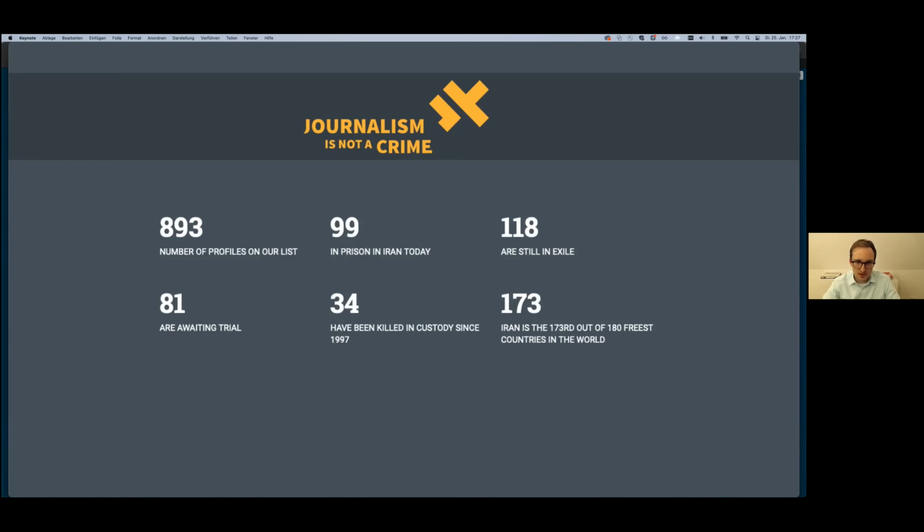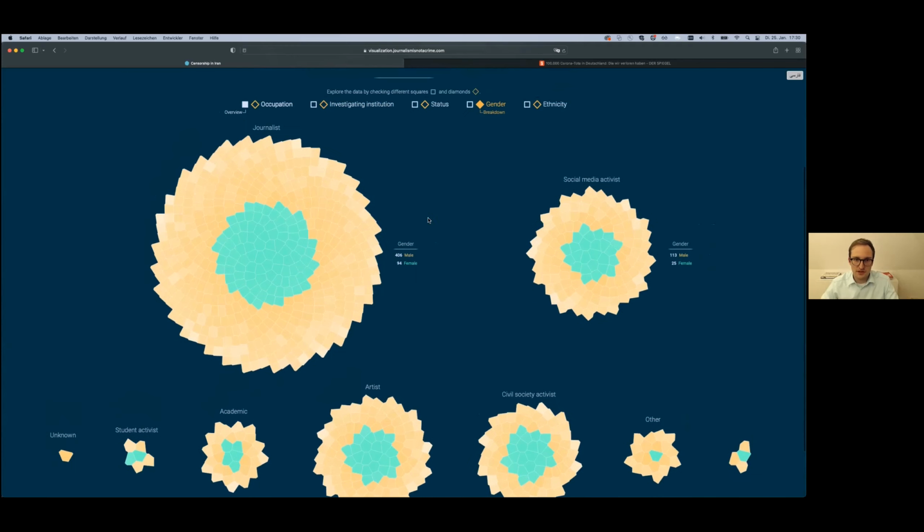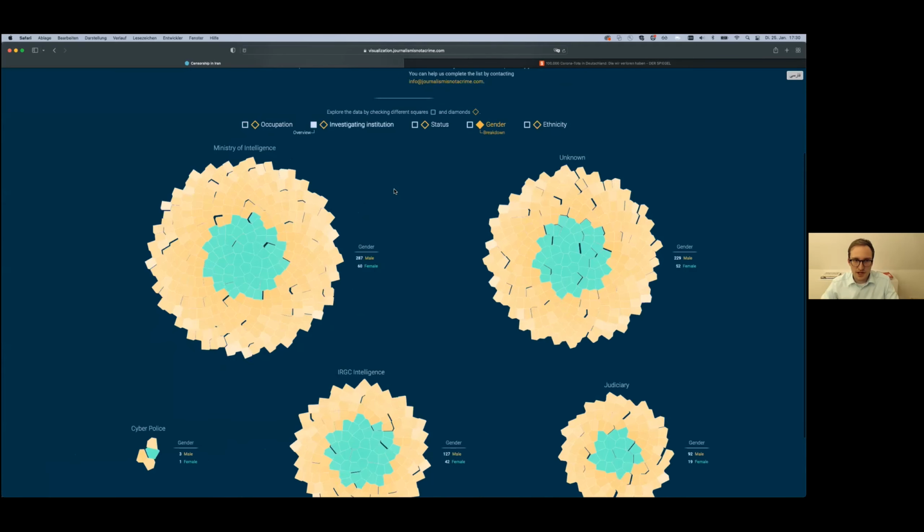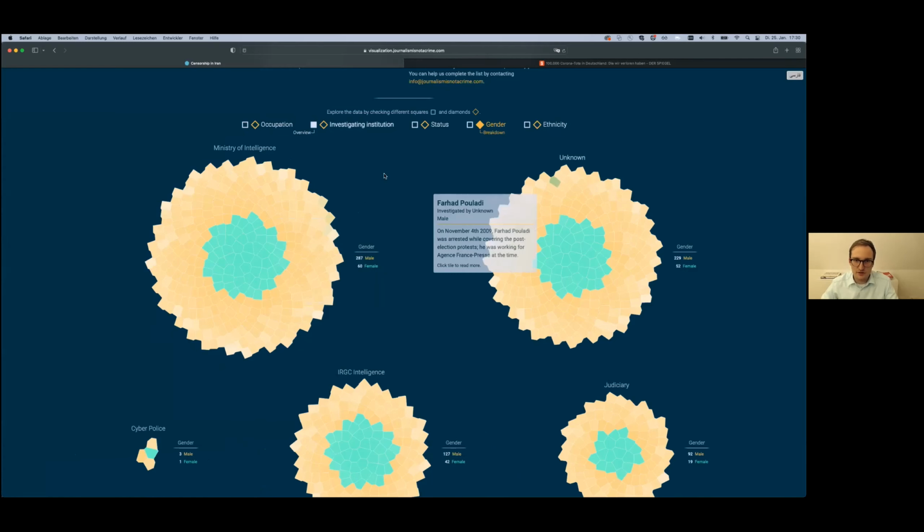And so the statistics challenge is solved a little bit by letting the audience click through different arrangements. For example, with these yellow diamonds, you can change the color. Now you see for this arrangement how many male and female people there are. And you can also change the arrangement. For example, with these white squares I can change the arrangement to the investigating institutions.